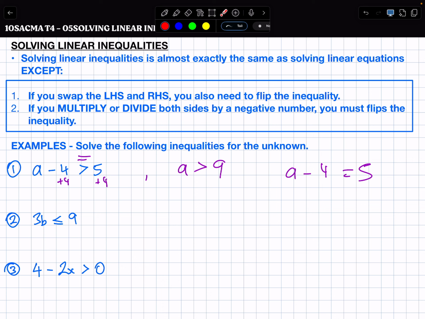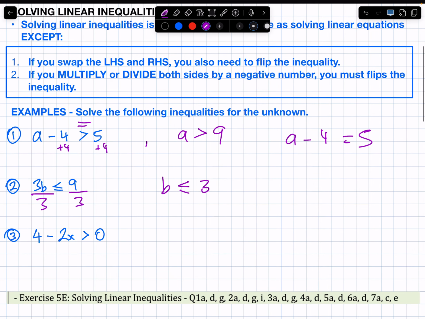Let's try this one here. What is the 3 doing to B here? What's the sign there that we don't write? Times. What's the opposite of timesing by 3? So if I divide both sides by 3, have I timesed or divided by a negative number yet? What have I tried to divide by? Is that a negative number? No, so I don't need to flip the sign. So it's just going to be 3 divided by 3. B is going to be less than or equal to 9 divided by 3, which is 3. I didn't flip it.